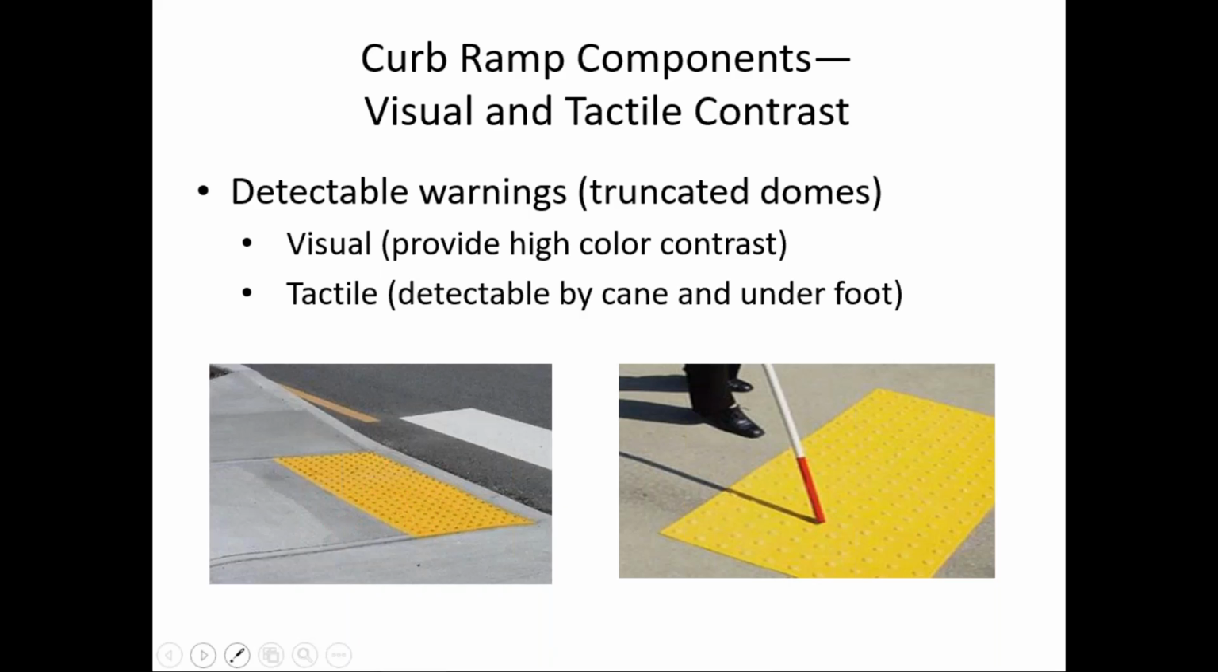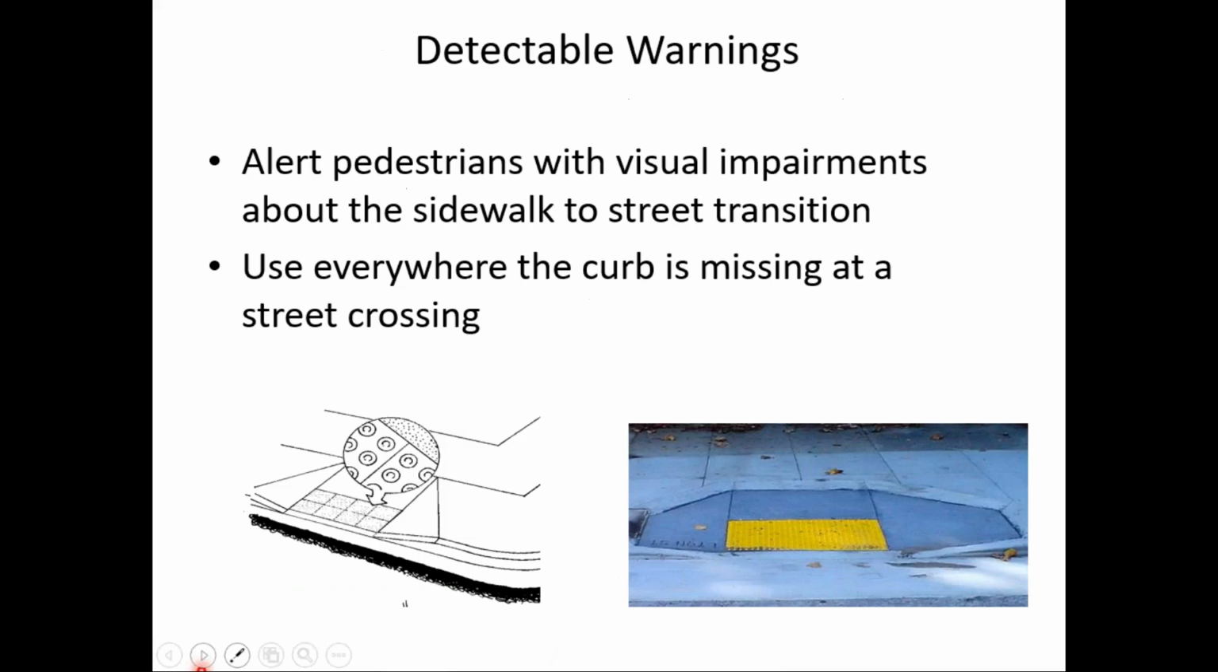But these are not used for wayfinding. They're strictly a warning device. And the rule is use them everywhere the curb is missing at a street crossing. They're kind of like a stop sign for the visually impaired. When a blind or low vision pedestrian encounters the truncated domes, they know they're about to enter the street, and so they need to check out the situation. And the way they would check it out, since they can't see, is they would listen for maybe the APS sounds at a signalized intersection, or if there is no signal or no APS, they would listen for traffic sounds, the sounds of moving traffic.